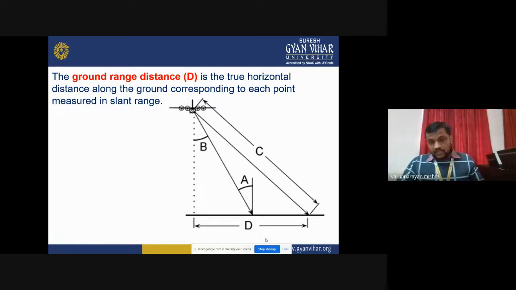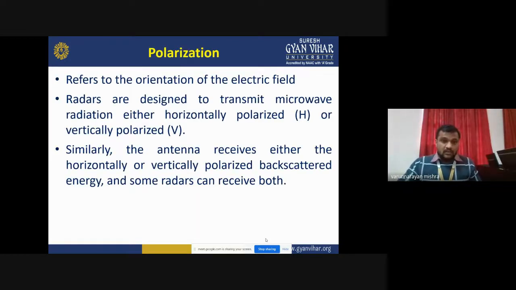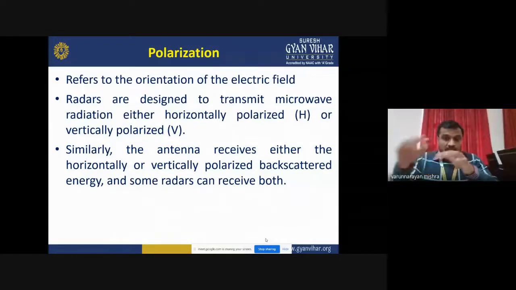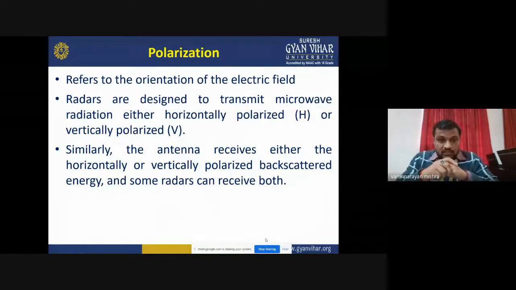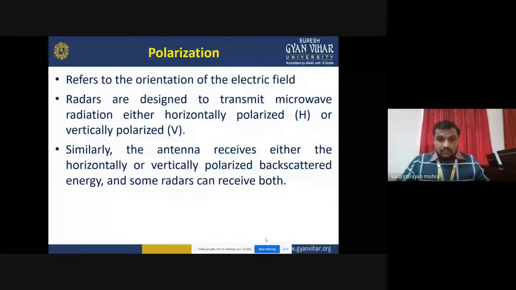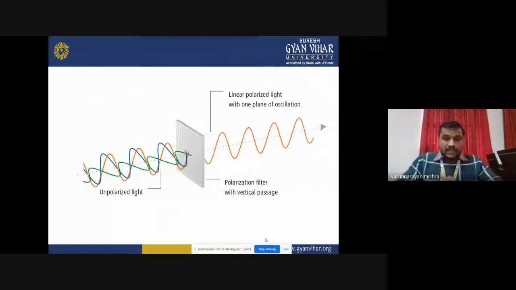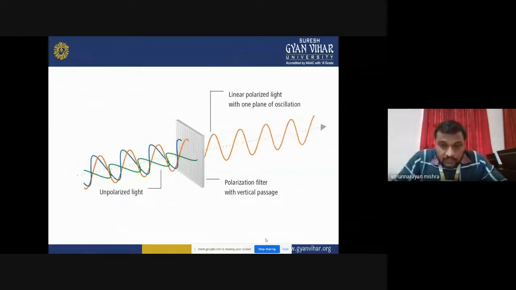The polarization is also very important. It is a characteristic of the electromagnetic radiation. As we know, electromagnetic radiation travels in both directions, either vertical or horizontal motion. So polarization refers to the electric field direction of the electromagnetic radiation, and most of the radar systems are designed to transmit microwave radiation either horizontally or vertically. So this is the way we can describe the polarization.